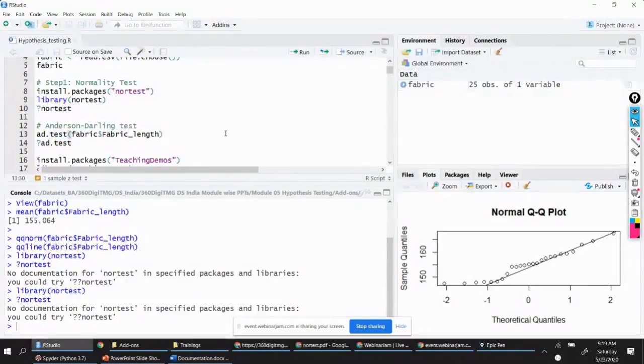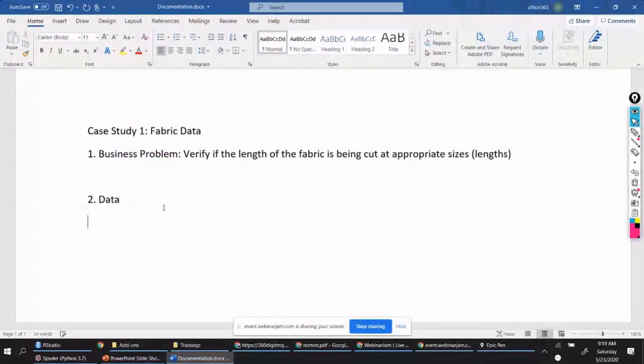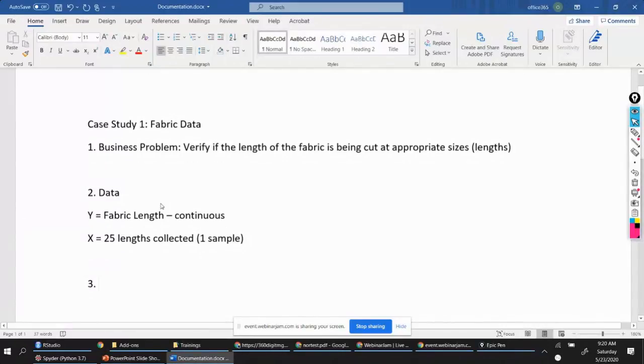But before I do this, I want to make assumptions, so let me document that. We have collected the data. Y is fabric length, which is continuous in nature. And we have 25 lengths collected at a single sample. And because it is continuous data, I'm doing a normality test, normality verification.